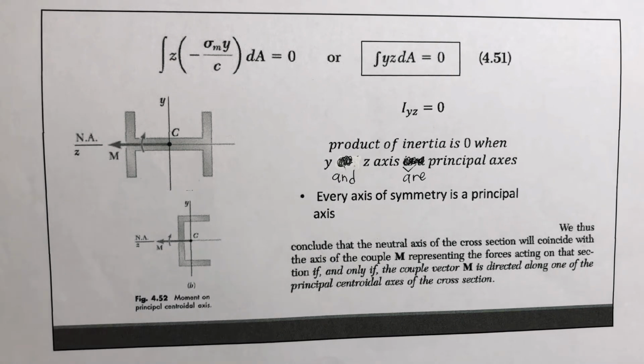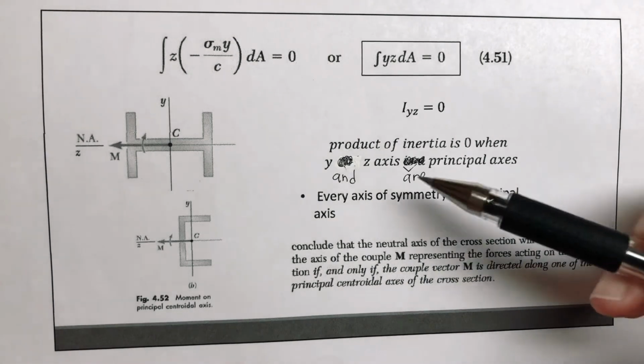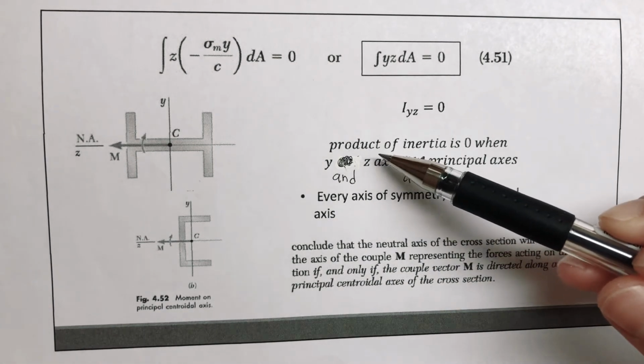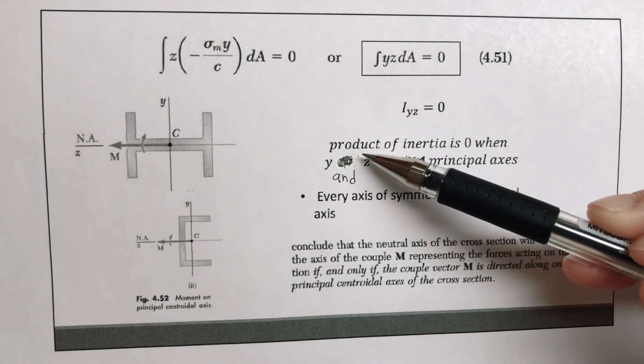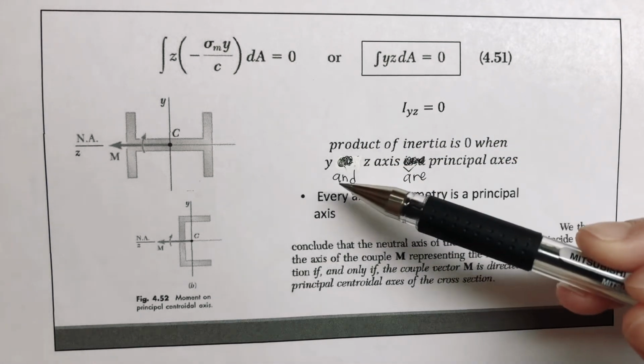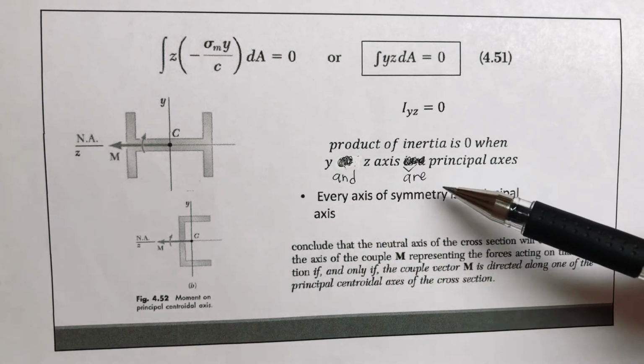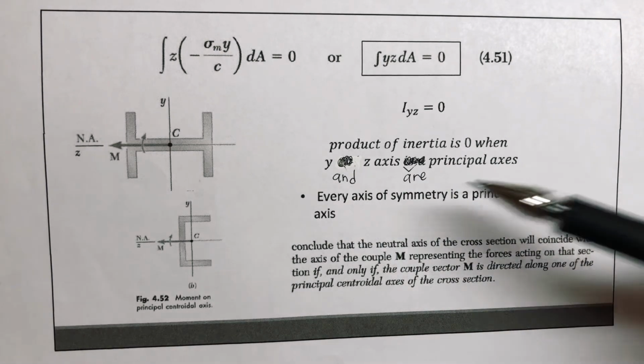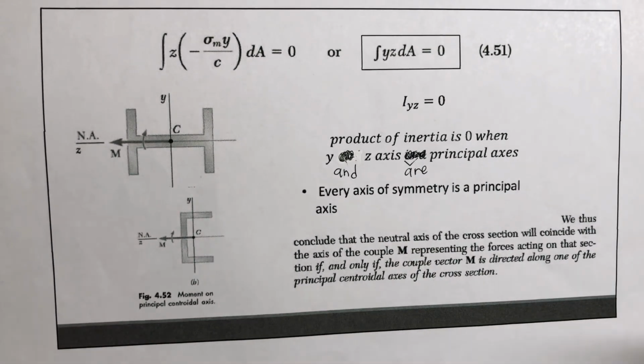Hi, before we go into our sample problem, I wanted to have some additional comments about the principal centroidal axes. So let's turn to slide 12. In the previous video, some of you might have seen that this slide said the product of inertia is 0 when y or z axis is the principal axis. It's supposed to be "and." So slide 12.